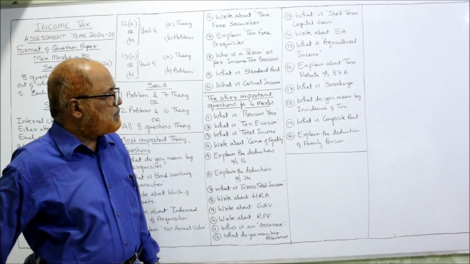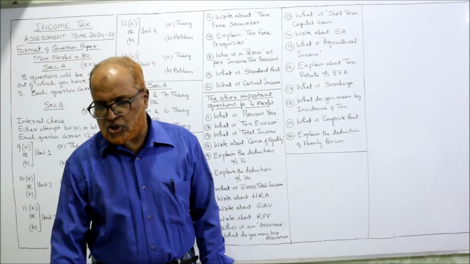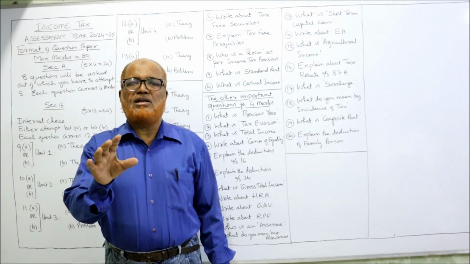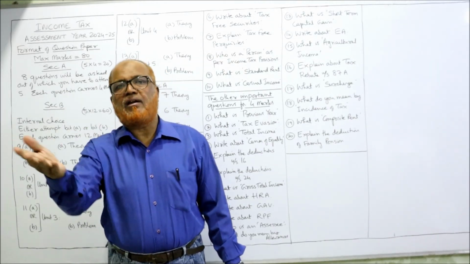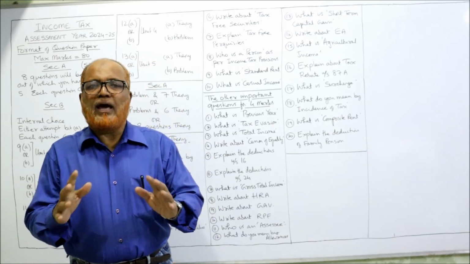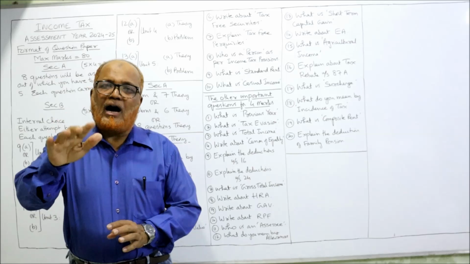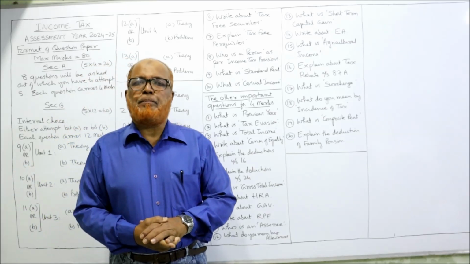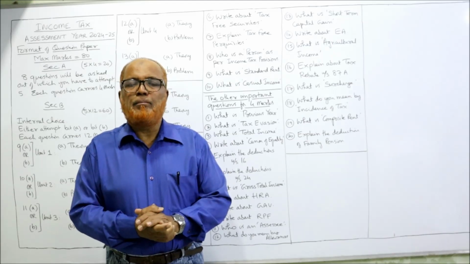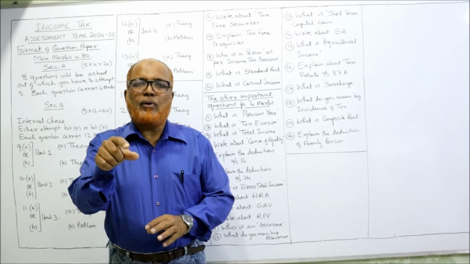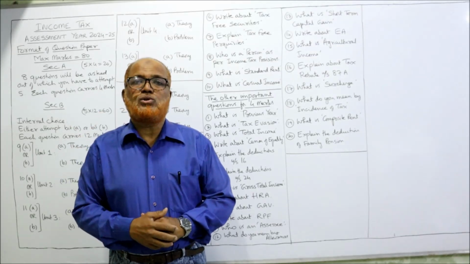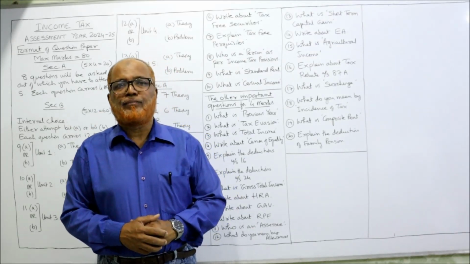Then lastly, explain the deduction of family pension. Pension is the amount which is received by an employee after retirement. Before retirement, during service, the employee will get salary. After retirement, he will get pension. So salary or pension, both are taxable, but sometimes the employer will pay the pension to the family members also on the death of the employee.